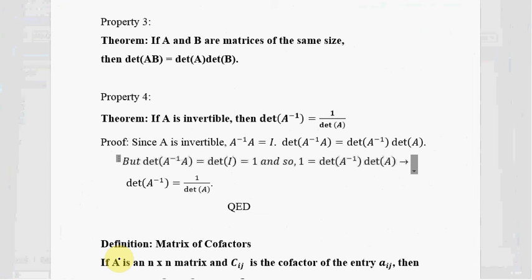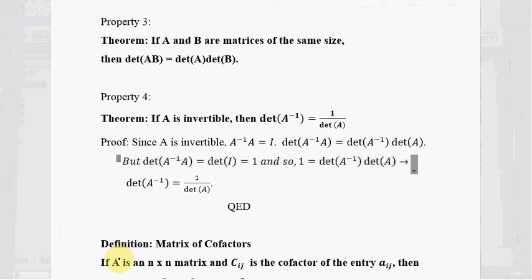So I get the determinant of A inverse times the determinant of A is equal to 1. Just divide both sides by the determinant of A, which has to exist, because if it's equal to 0, then I don't get what I'm looking for, and that is the determinant of A inverse is equal to 1 over the determinant of A. If A is not invertible, then you cannot find the inverse, you cannot find the determinant of A inverse.